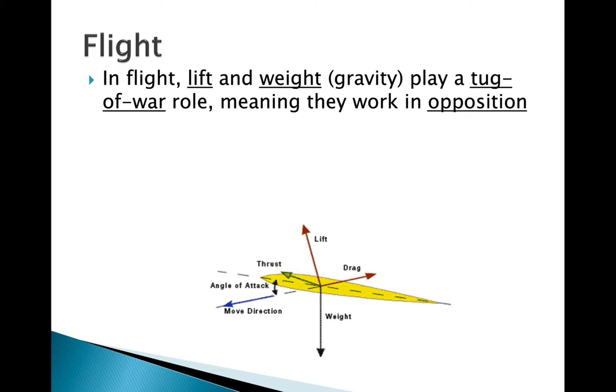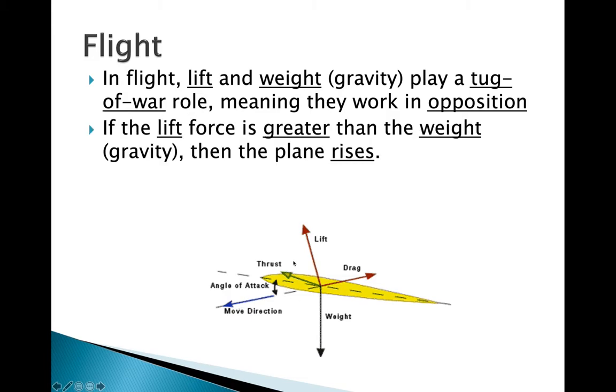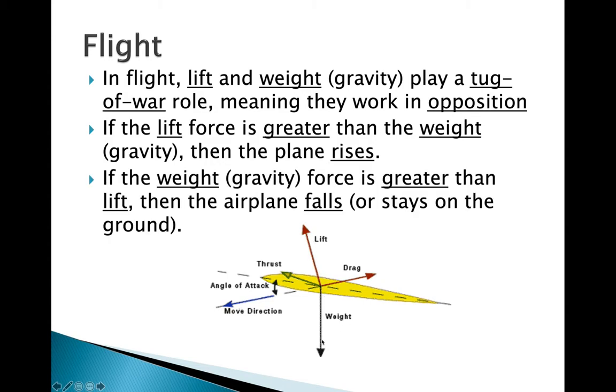Okay, so we're going to watch a video in a second here. In flight, lift, which we did yesterday, and weight, so gravity, play a tug-of-war role, meaning that they work in opposition. You don't have to write this down either. This is the same stuff. If the force of lift is greater than the weight of gravity, then the plane rises. Of course, the force of lift has to overcome the force of weight of gravity. If the weight of gravity is greater than lift, then the airplane will fall or stay on the ground.